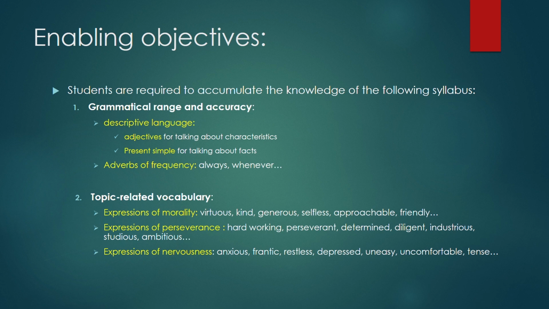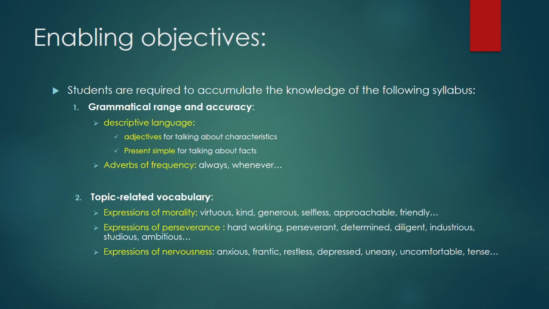In order to achieve this, we will have some range of grammar and vocabulary, topic related vocabulary. In terms of grammar, we have descriptive language. As always, we have a set of adjectives for talking about characteristics. Since the characters are normally facts, true about people, we have to use present simple. We have adverbs of frequency. These adverbs especially focus on the frequency of those adjectives.